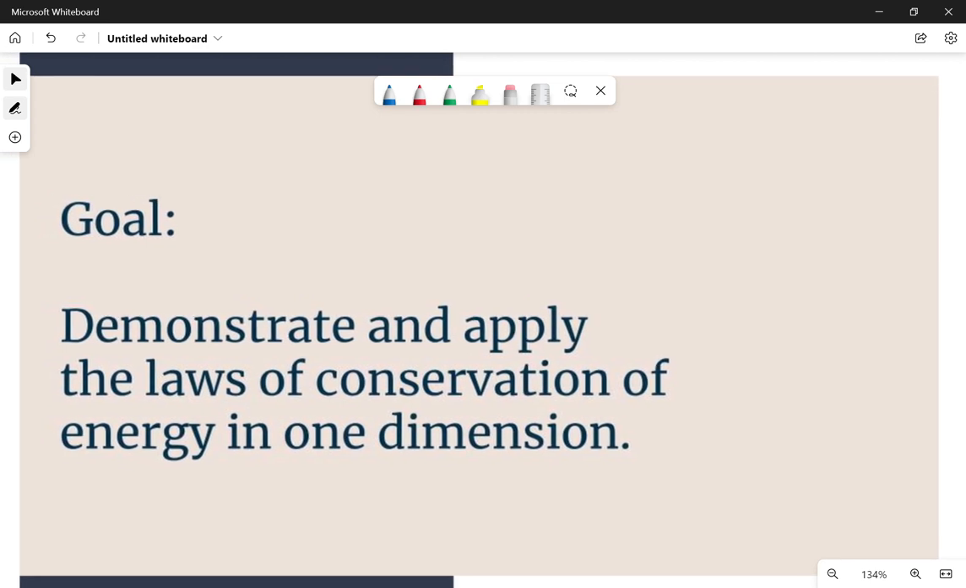So the goal here is to demonstrate and apply the laws of conservation of energy in one dimension, and that is the level 3 standard. We want to be able to look at conservation of energy and apply it to a specific situation, and use that to solve for an unknown value or make a prediction. It's really the predictive power that we're looking at here.